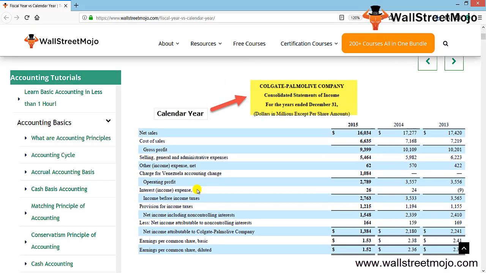Now, if you see the example over here of Colgate Palmolive Company, Colgate reports its financial statement for the year ended December 31. This simply means that Colgate uses the calendar year. So, let's say for 2015, they start at 1/1/2015 and go to 31/12/2015. So that's the difference. In this particular scenario, the calendar year is the 1st of January to the 31st of December.